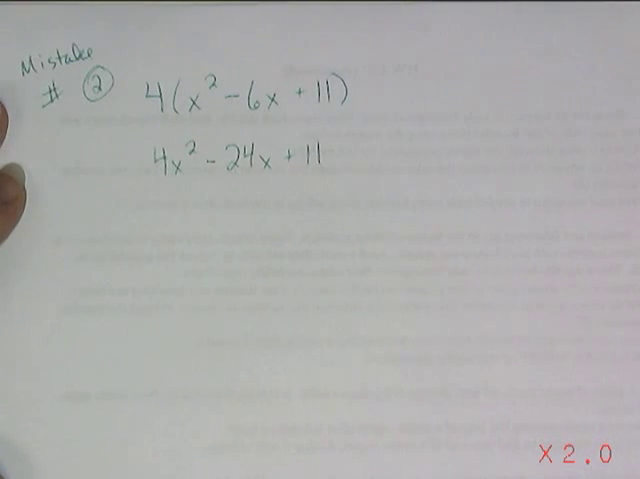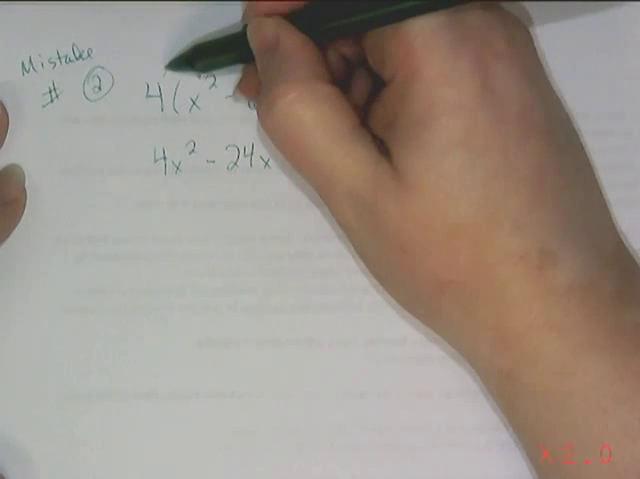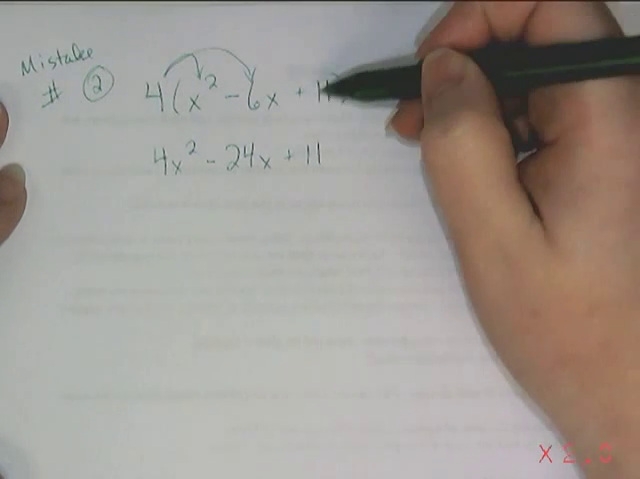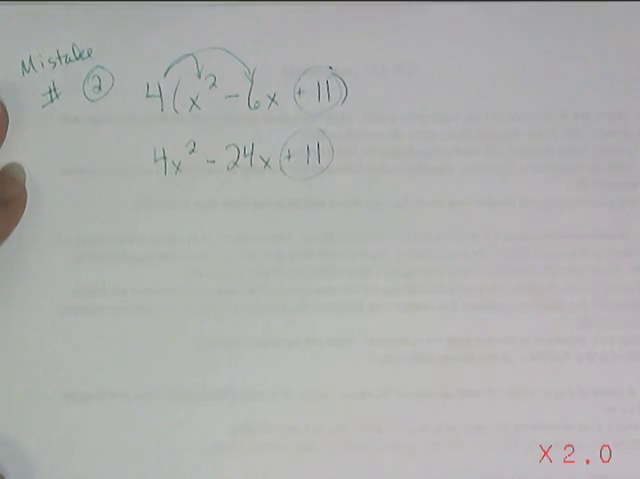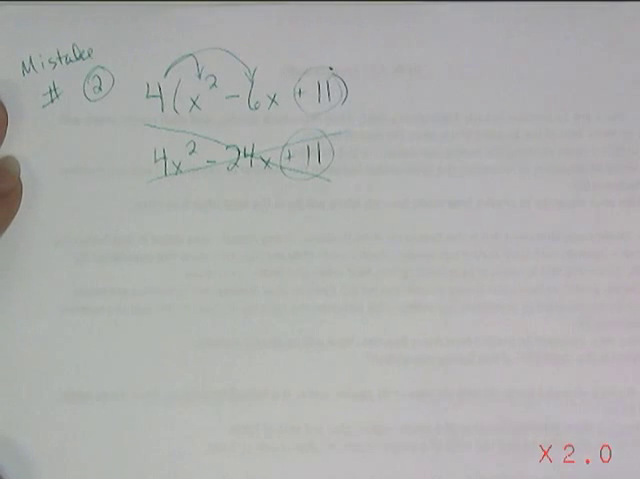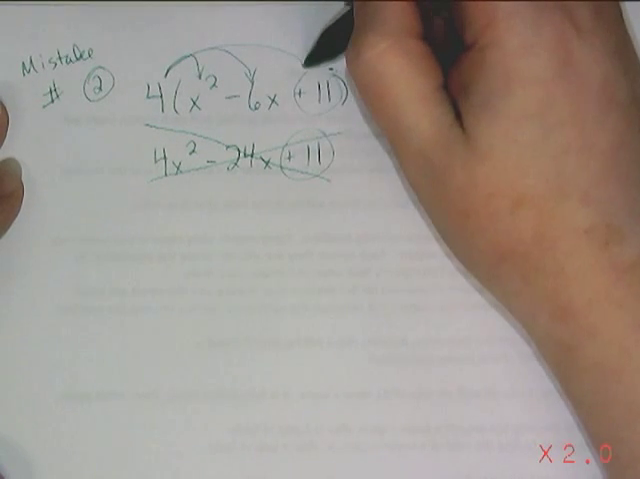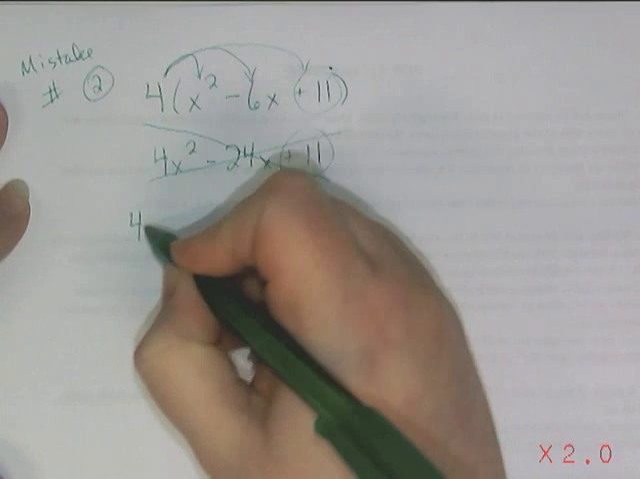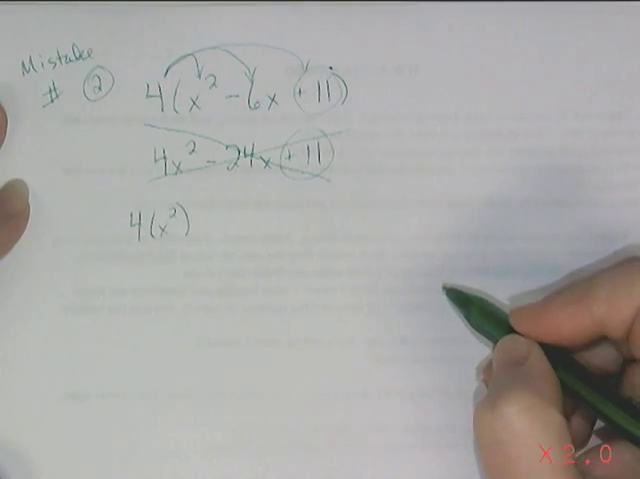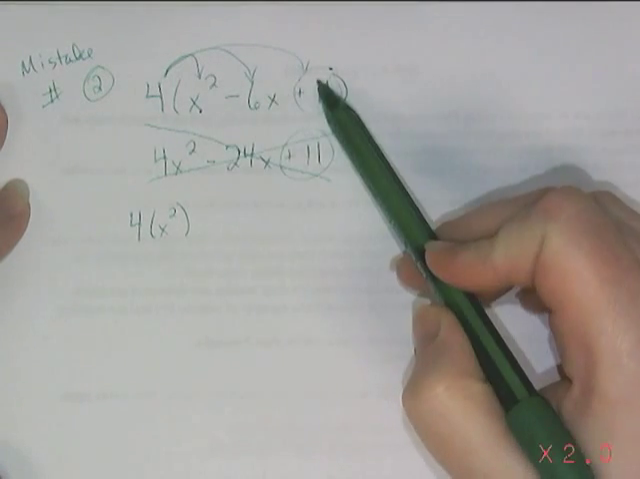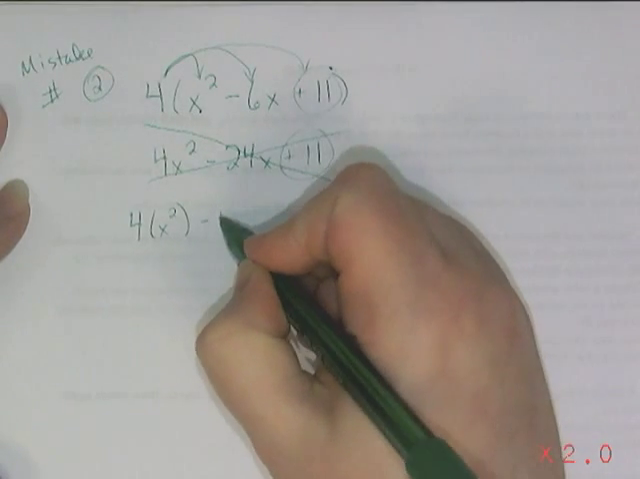What went wrong? Well, they multiplied 4 times x squared, and they multiplied 4 times this minus 6x, but they forgot to multiply times the 11 at the end. This is not correct. If you don't multiply by every term in the grouping symbols, you haven't correctly distributed, and you end up with the wrong answer. That's why I keep emphasizing both methods to make sure that you remember to multiply by every term, using our little rainbow arrows and writing it out as well.